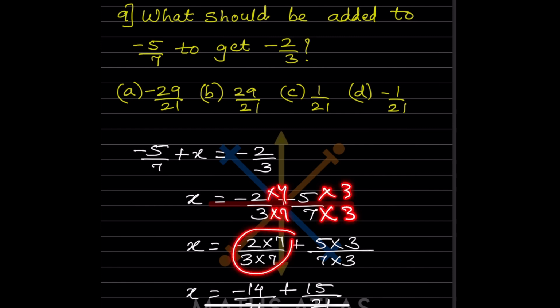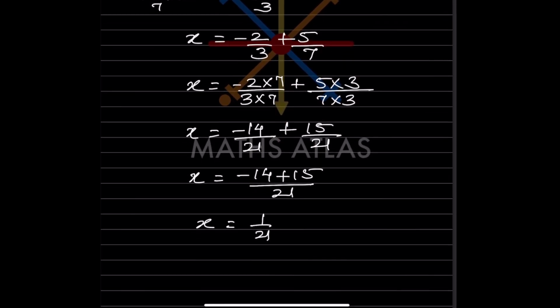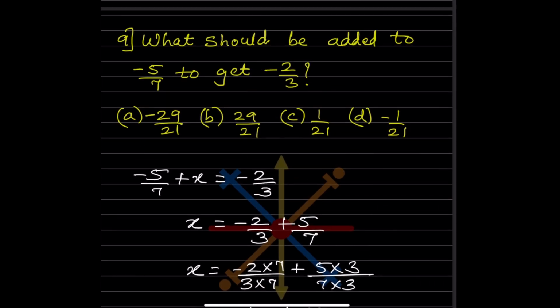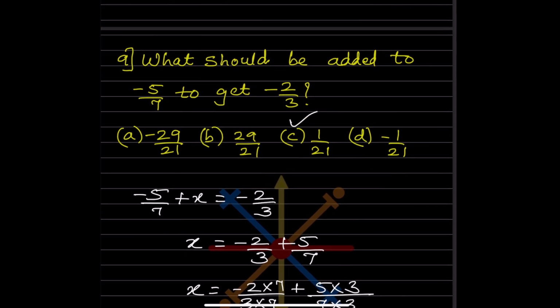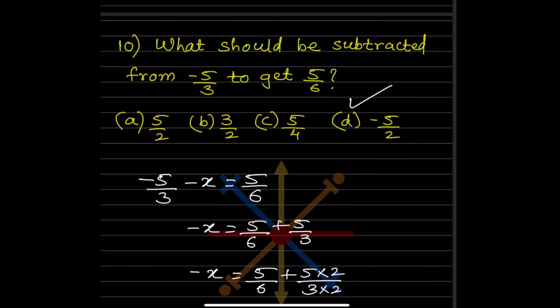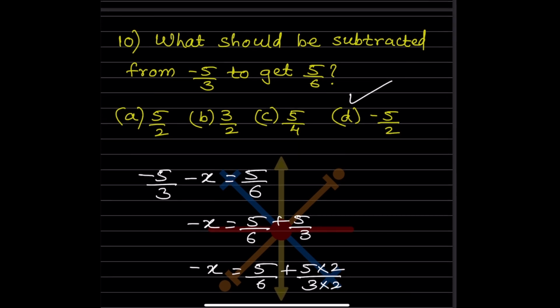So this is what is done. Rest all are similar ones. So the x is 1 by 21, that is the right option. What should be subtracted from minus 5 by 3 to get 5 by 6?